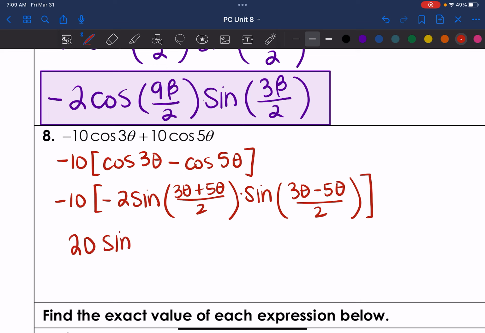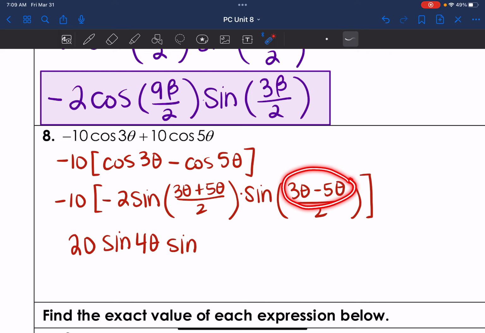Sine. Then here I have 3 plus 5, which is 8. But then divided by 2 would give us 4 theta. And then on this next one, 3 minus 5 is negative 2. Negative 2 divided by 2 is negative 1. So we have sine of negative theta.